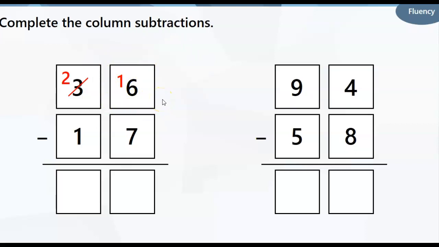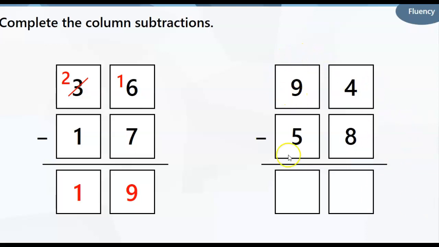16 take away 7. I can hear people shouting at me. That's right, it's 9. Well done. Then 2 10s take away 1 10 is, of course, 1 10. So the answer is 19. Let's have a little look at this one. I'm going to give you 5 seconds to have a look at this one before I go through it. Or you can pause the video if you want to a little bit longer.